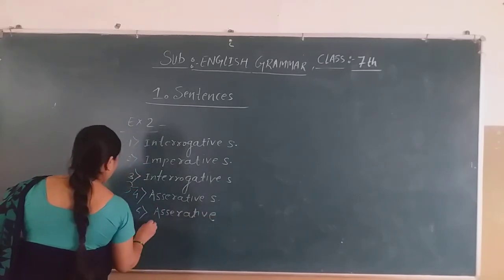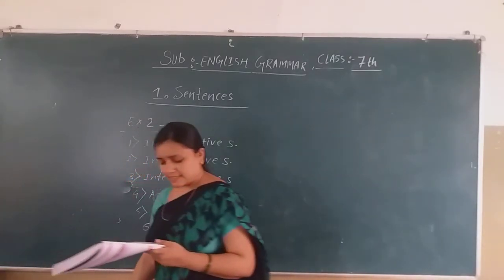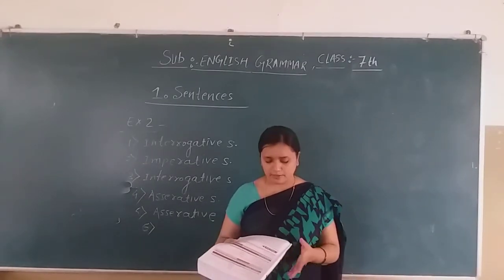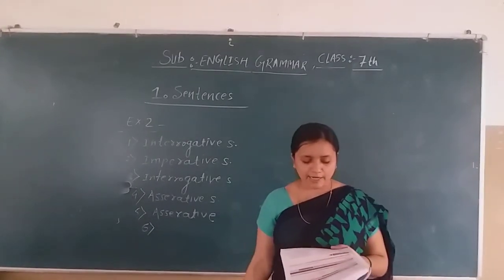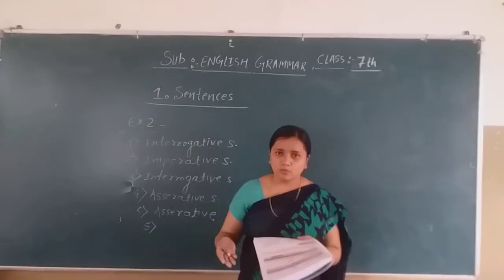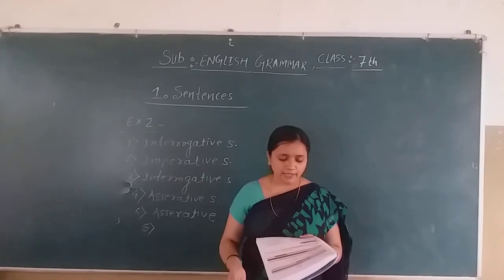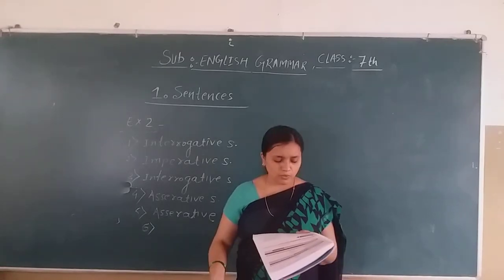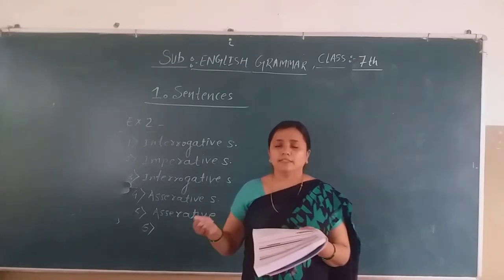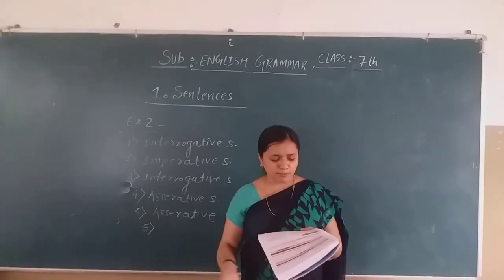And the next one, the sixth sentence, is why are you disturbing me? So it's an interrogative sentence. Next one, is it early yet? So the next one is also interrogative because it started with a helping verb and at last you can see a question mark, and there a question is asked.